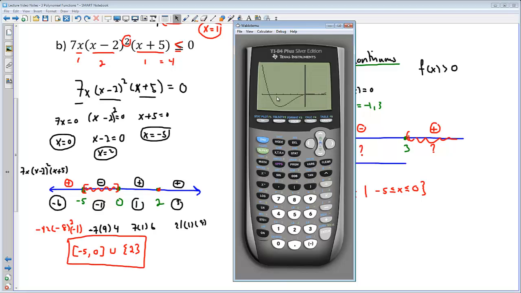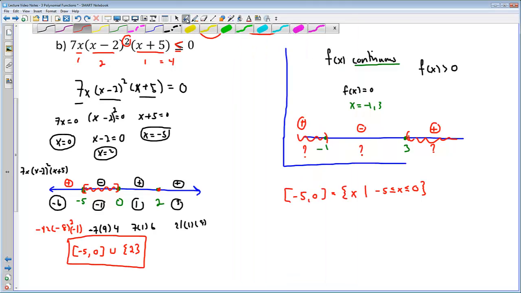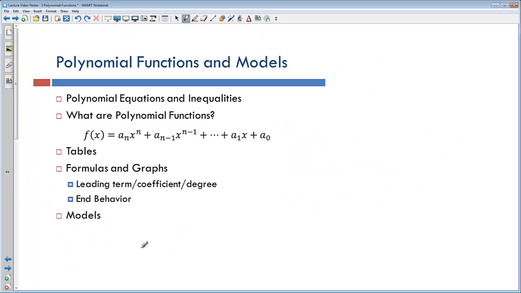So it checks, basically. It's a nice way to check if you can get the graph to work right. But sometimes you can't. Sometimes it's hard to get that graph to work right. So that's how we solve polynomial inequalities.